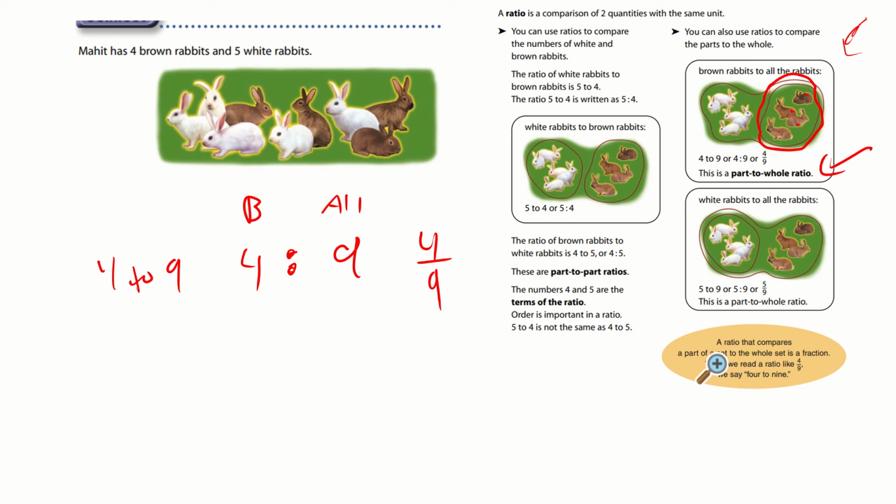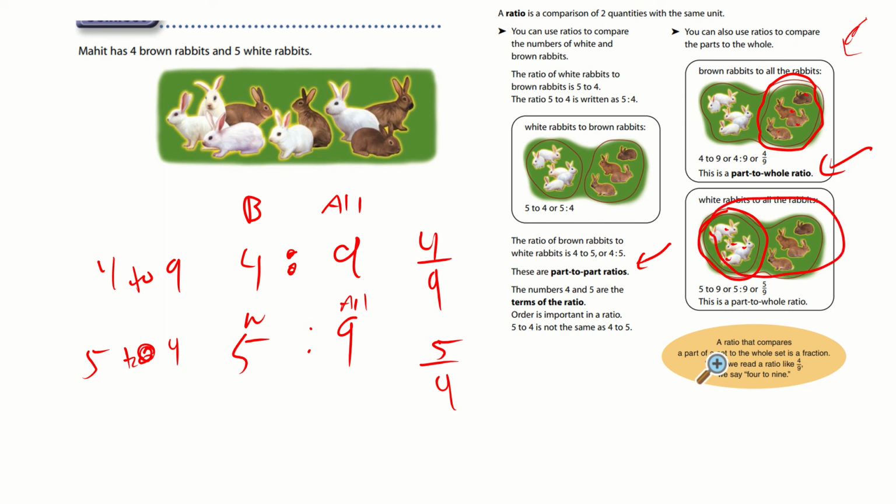Okay, another one, white rabbits. Well, we look at here, 1, 2, 3, 4, 5. So we get 5 white rabbits and 9 in total. So here we go, 5 over 9, and here we go, 5 to 9. So basically what I'm saying here is that you can go part to part, like in this one here, and compare the 2 rabbits, or you can compare your part to a whole, which is all the rabbits.